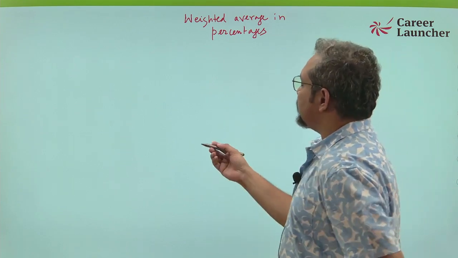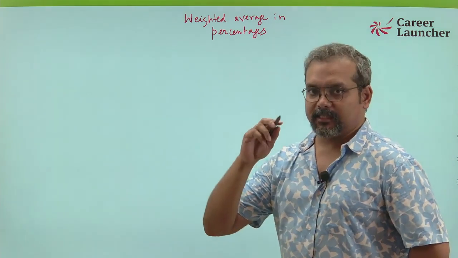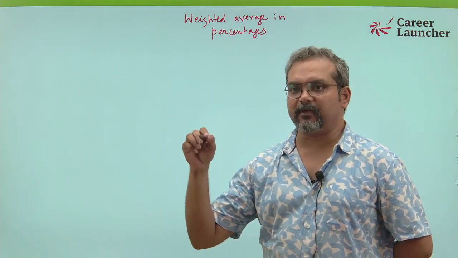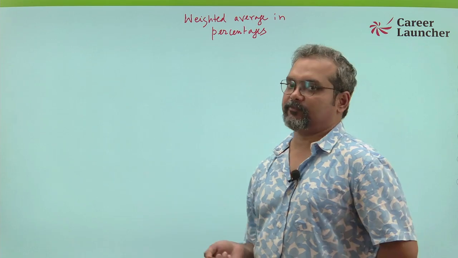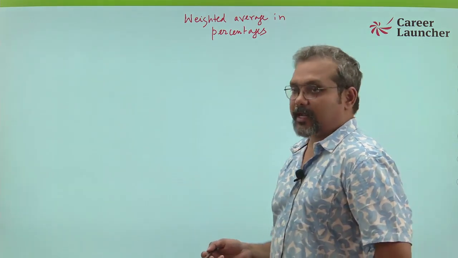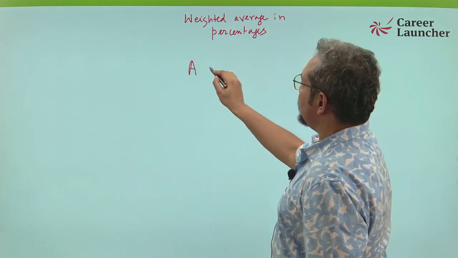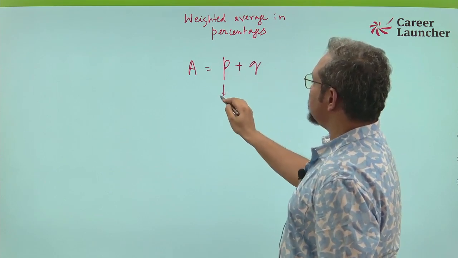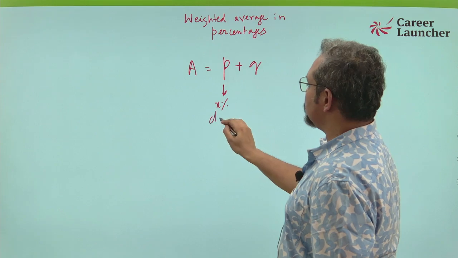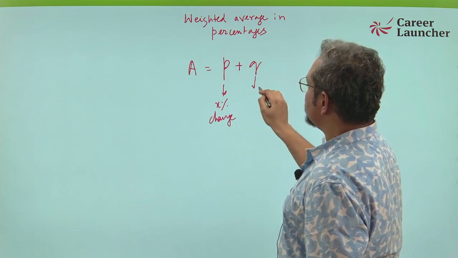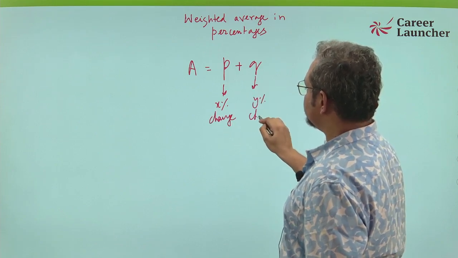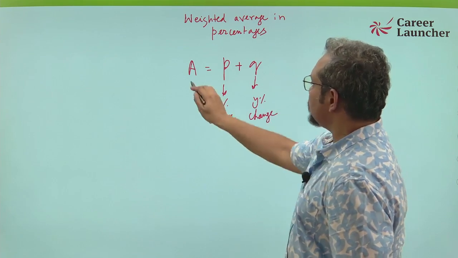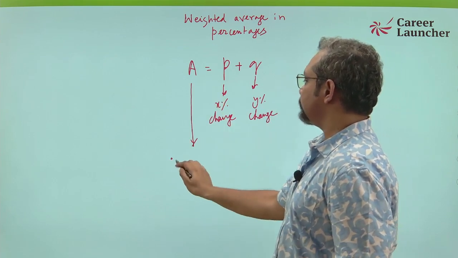Last time, if you had seen the video, A equals P multiplied with Q, and then we use successive changes. What happens if P and Q were added? Say for example, A equals P plus Q, and P changes by X percent, and Q changes by Y percent. So what is the percentage change for A?